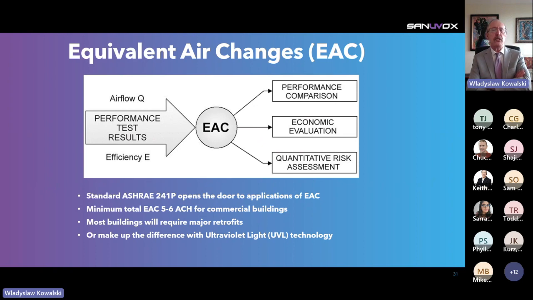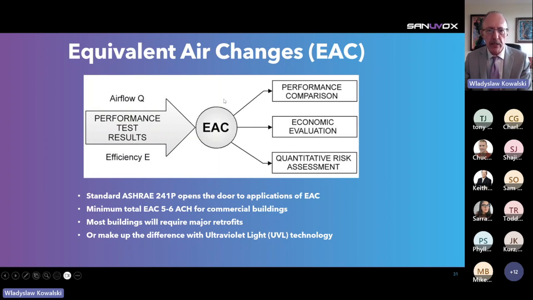And for them to install an additional 4 air changes per hour is a big problem for the ductwork, for the air handling unit, the fans, the motors, even the cooling coils and the heating coils will be affected. Therefore, it may be a very expensive proposition to simply add airflow to your building. It is likely much more economical to add UV technologies or filtration to make up the difference in the EAC.